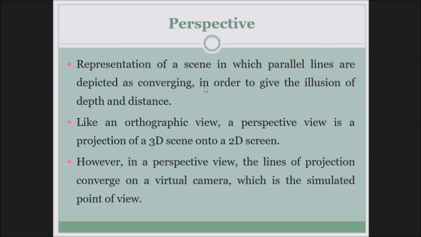Then perspective. This is the representation of a scene in which parallel lines are depicted as converging, as we have earlier discussed, in order to give the illusion of depth and distance. This is how we see with our eyes. Like an orthographic view, a perspective view is a projection of the 3D scene onto a 2D screen. However, in this perspective view, the lines of projection converge in the virtual camera, which is this simulated point of view.